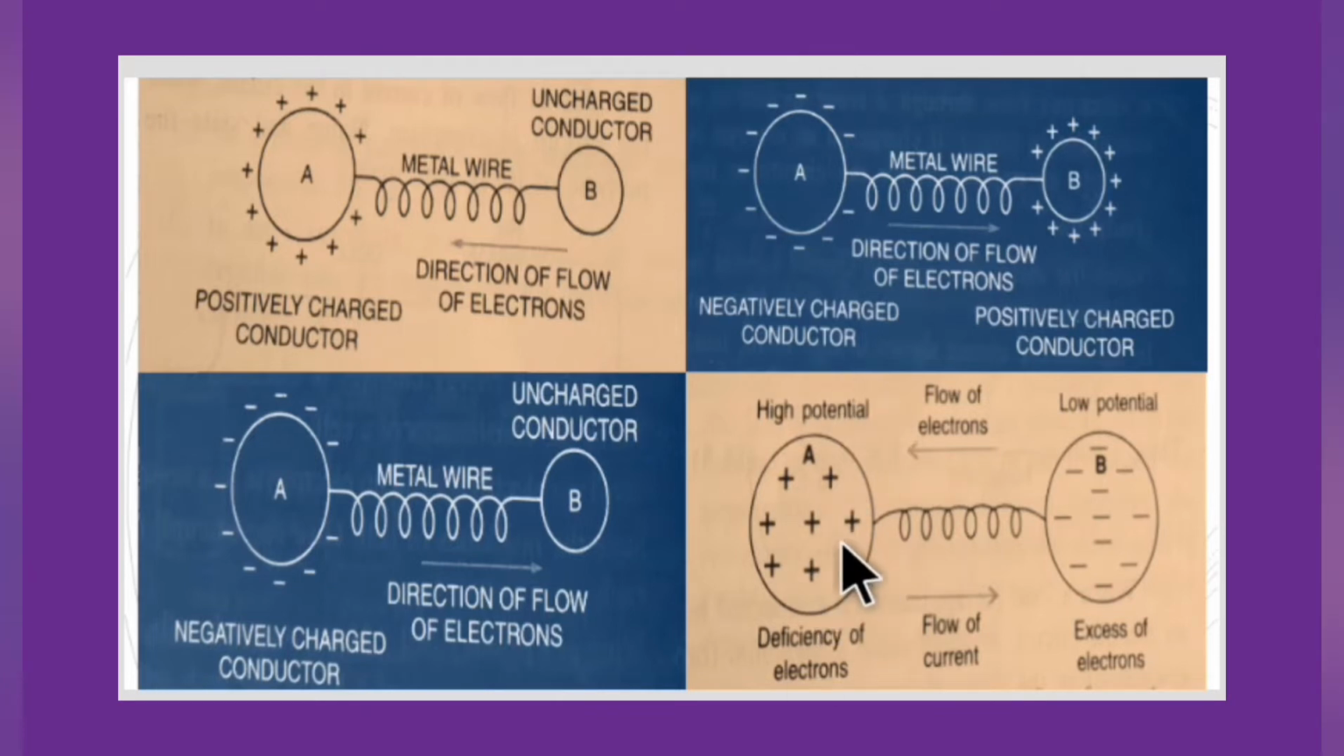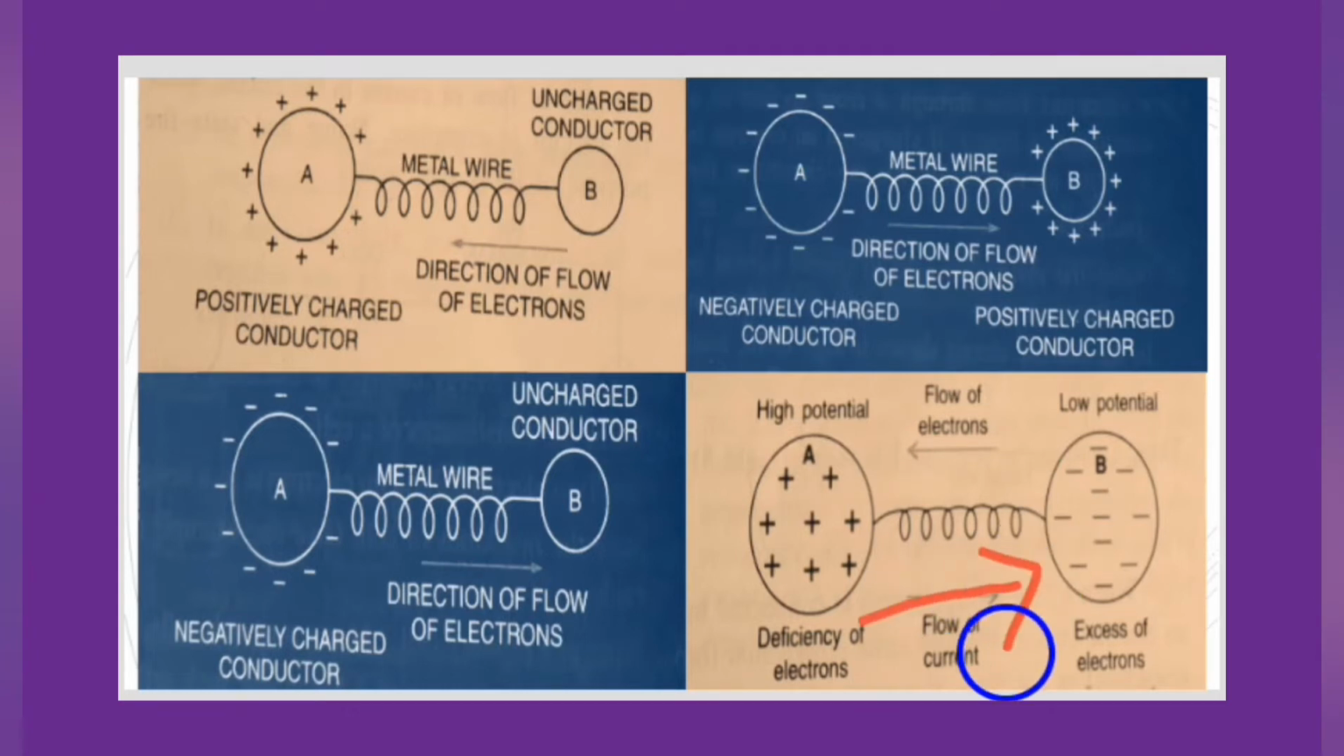Hence, to identify the higher potential and lower potential in an electric field, we decide the direction of flow of electrons, and then from there higher potential and lower potential can be decided. So here there is a conductor A which is positively charged and a conductor B which is negatively charged, and they both are connected by a metallic wire. This time the electrons will flow from B to A, right? This is the direction of flow of electrons. On the other hand, the flow of current will be from A to B. So the current flows from A to B.